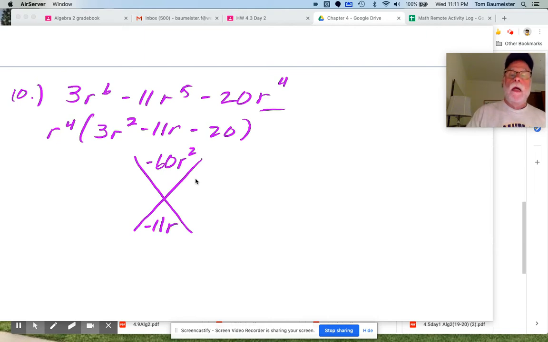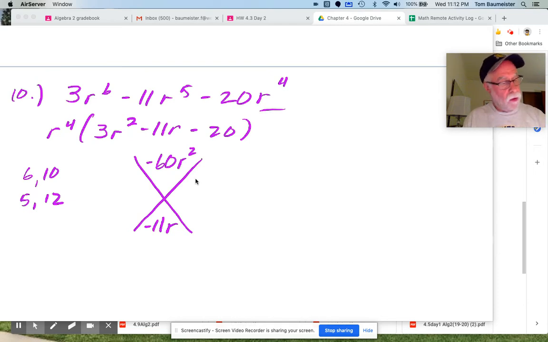We were talking about this during office hours, and I said, what are some factors of 60 that we can get to equal negative 11? We kind of just played around here, and I said, what about 6 and 10? Well, you know that's not going to work. And then I said 5 and 12, because those both multiply to 60. And we just kept saying, well, that's not going to work either.